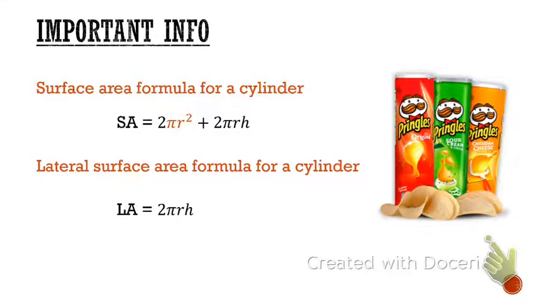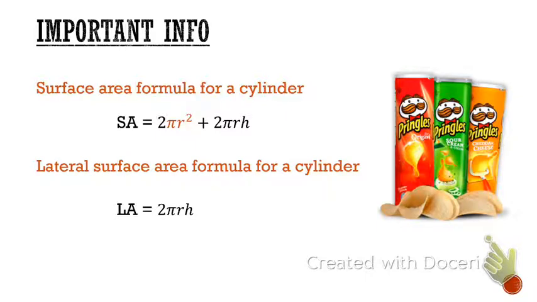If we were all in class together, I would have brought in a can of Pringles today to show you that a can of Pringles is a kind of cylinder. So think about a Pringle can that you've seen before. What shape is at the top and at the bottom of a Pringle can? It's a circle, okay? So just like when we're finding the area of a circle, it is pi r squared.